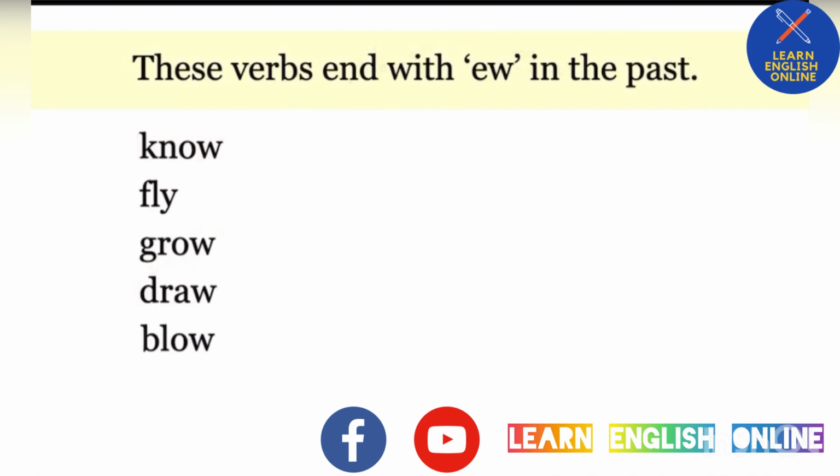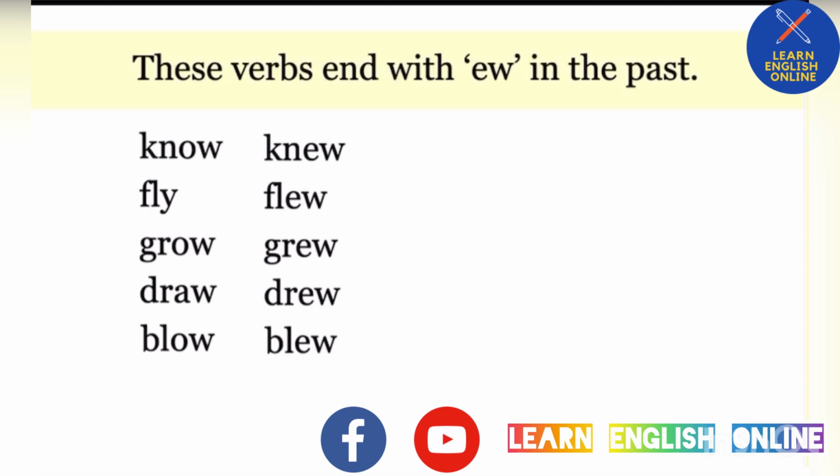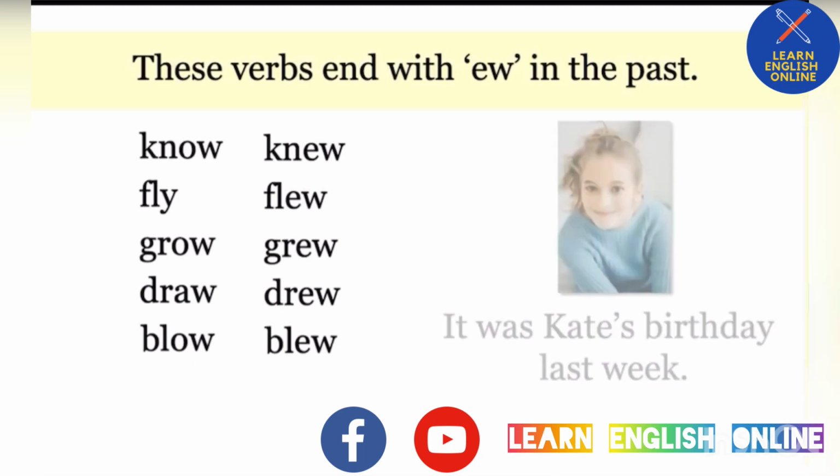These verbs end with -ew in the past: know, knew; fly, flew; grow, grew; draw, drew; and blow, blew. Let's look at them in some sentences.